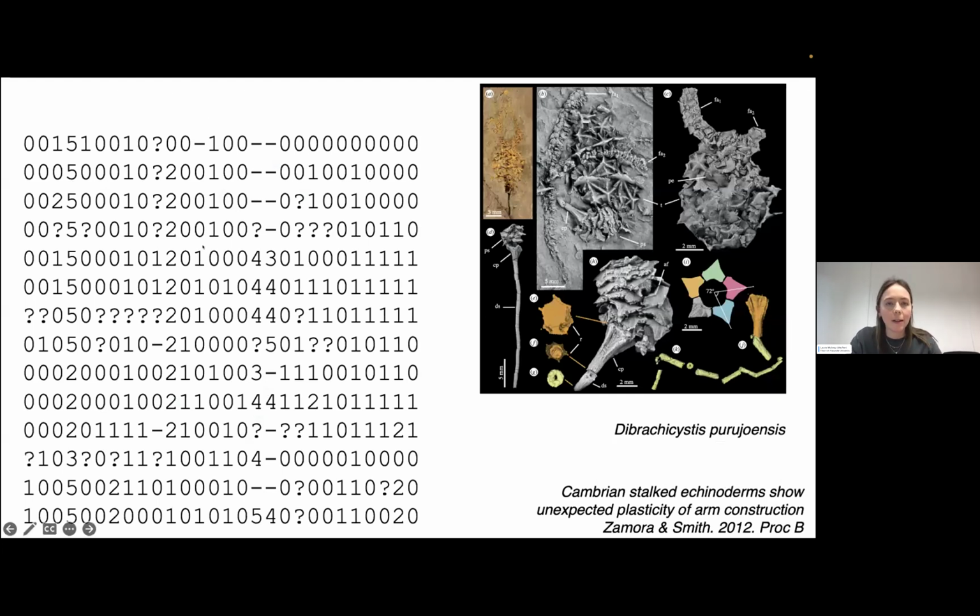So if we look at morphological data that we use for these types of analyses, this is an alignment from Cambrian stalked echinoderms. Down the side we have the taxa, and across here we have the different character traits. Can everyone see okay? This is all the information we have to try to make some fundamental inferences about the evolution of the echinoderm body plan.